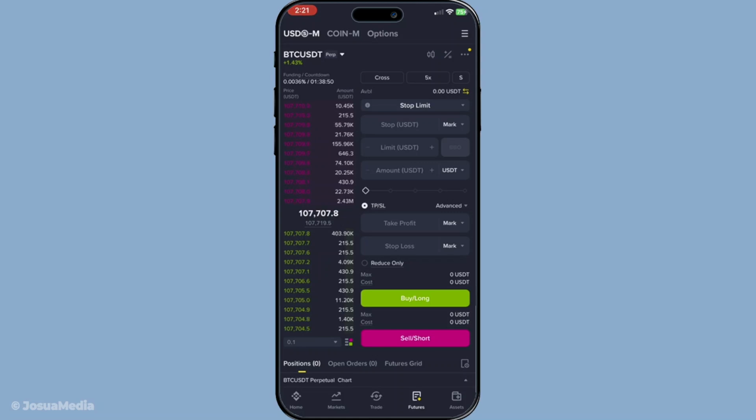And that's how you set a stop limit order on Binance futures. By using this type of order, you can manage your trades more effectively while mitigating some of the risks associated with market volatility. Remember, practice and familiarity with these tools can greatly enhance your trading experience.